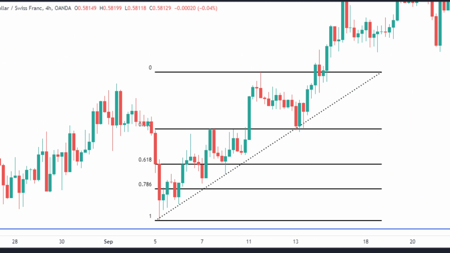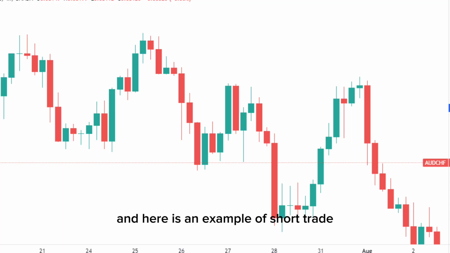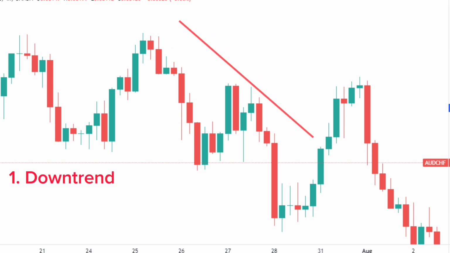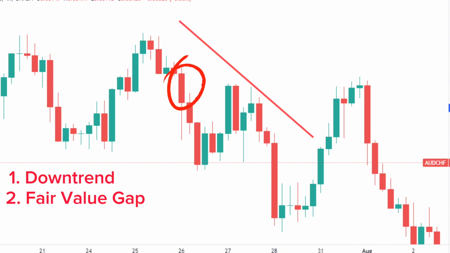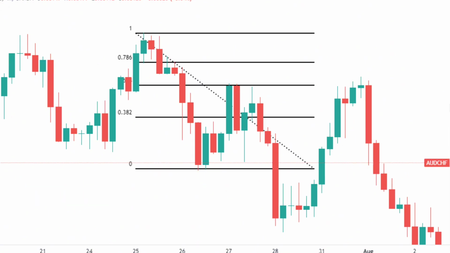And here is an example of a short trade using this strategy. As you can see, the price was in a downtrend and it formed a fair value gap. I applied the Fibonacci retracement tool to the fair value gap and waited for the price to retrace to the 0.618 level, which acted as a resistance.